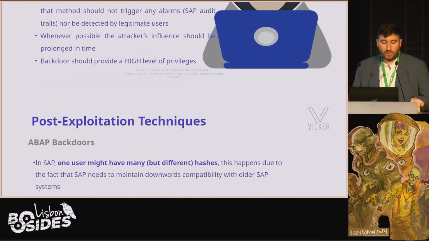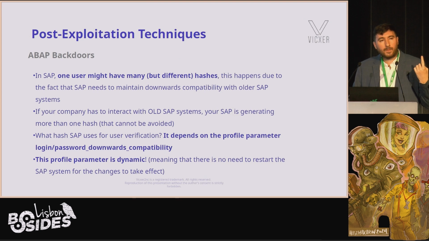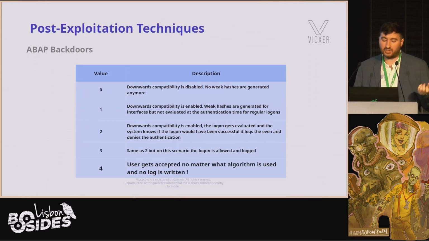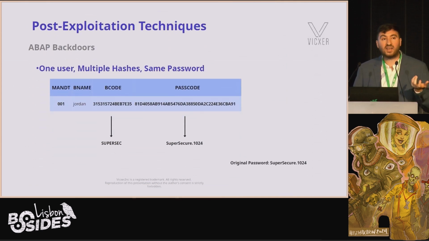What are we going to do? Remember that we saw that there were a lot of hashes for a user. That is weird. Why should a user have so many hashes? Well, it's because of downwards compatibility. As SAP, we're not sure what system we're going to be talking to, so SAP has to generate all of them. And depending on how it is configured, you might say only accept the new ones, or only accept the old ones, or accept everything. Well, as an attacker, we're going to configure it in 4, and we're going to force it to accept everything.